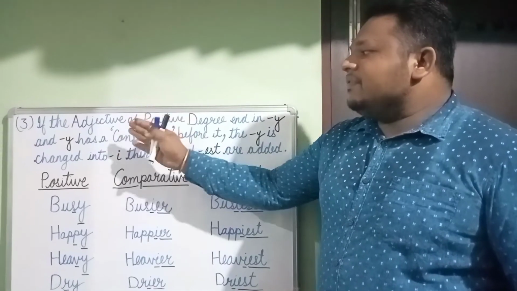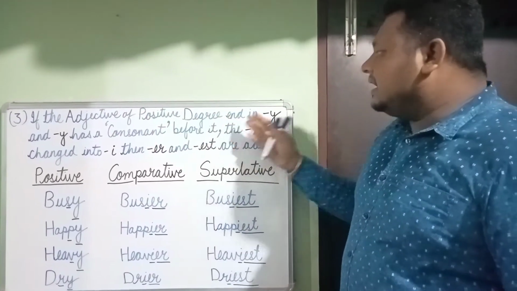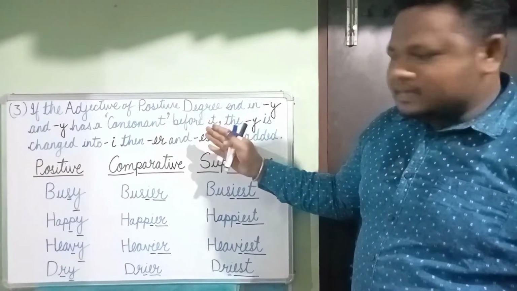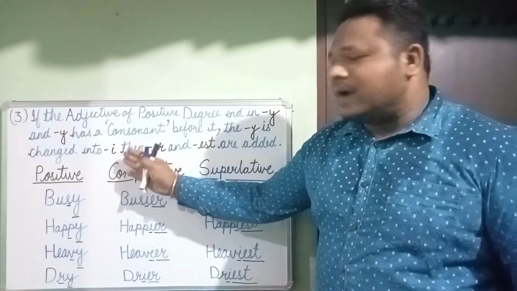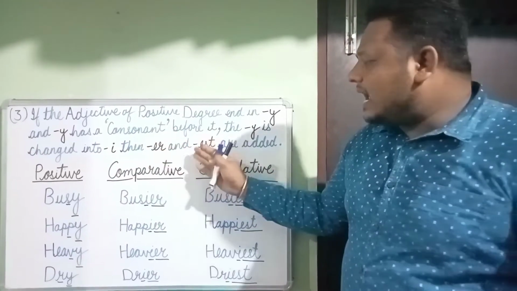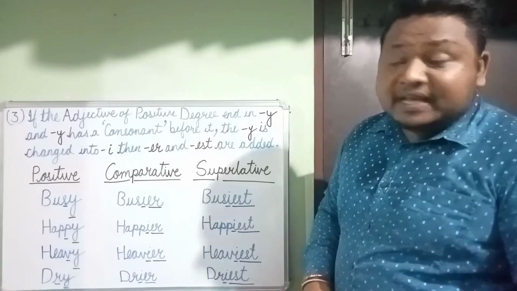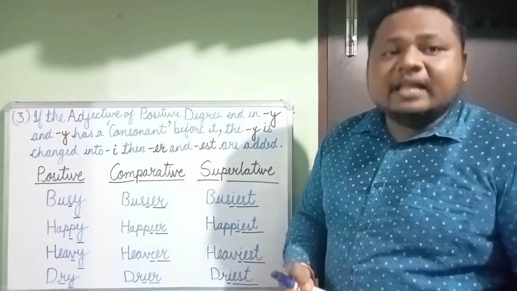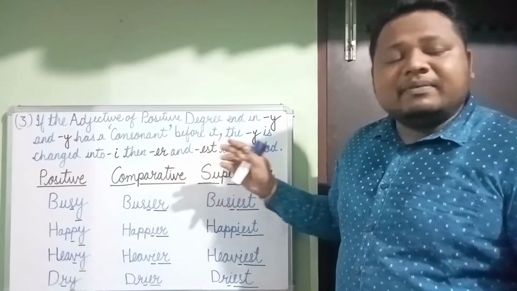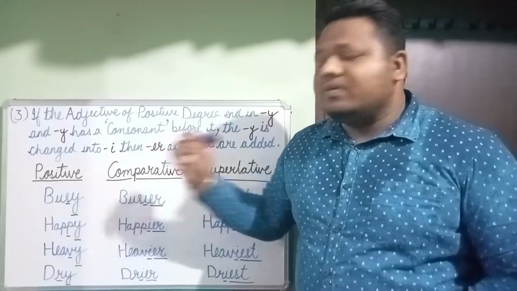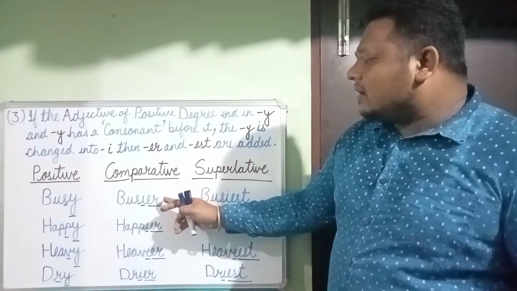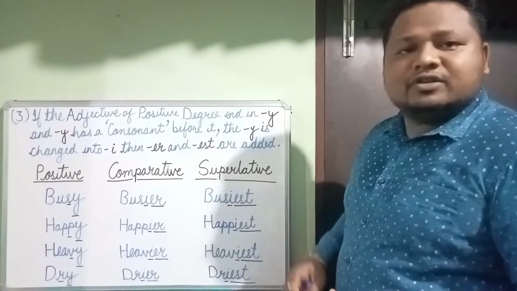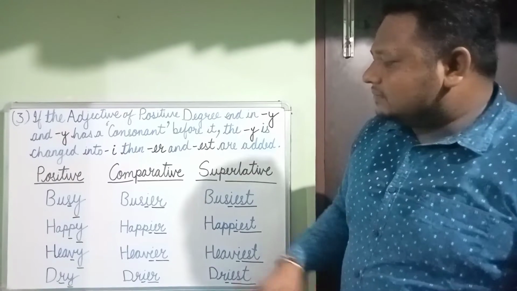Rule number 3. If the adjective of positive degree ends in Y and Y has a consonant before it, the Y is changed into I, then ER and EST are added. It means if our positive degree of adjective is ending in Y, then for making the comparative and superlative degree, we have to remove Y and add ER for making comparative and EST for making superlative. Let us see some examples.